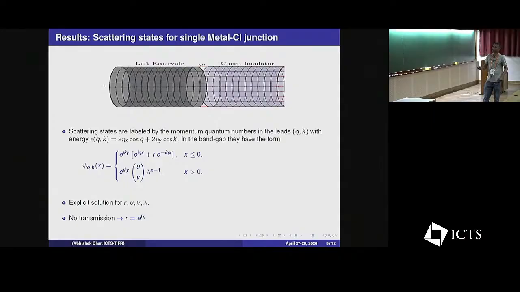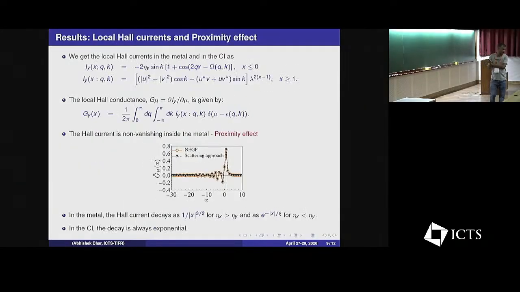So this is the spectrum in the gap of the insulator. Of course, because it's an insulator, you can't have transmission, so you have decaying modes inside and a wave going in and reflected. In particular, you have a reflection coefficient, and because there's no transmission, it's a pure phase, so you write it as e to the i chi. One can obtain an explicit solution, and given the wave function, you can compute the currents in the y direction, which is what we want.